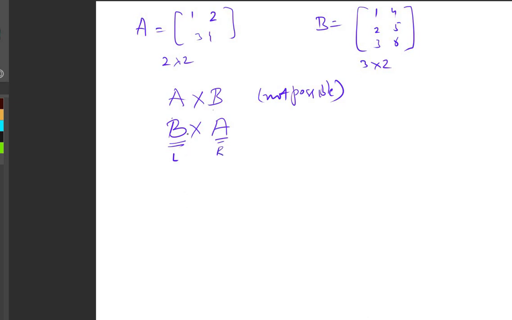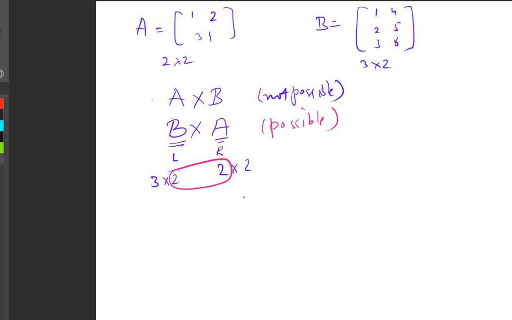Now let's assess the order again. The order of B is 3 cross 2, and the order of A is 2 cross 2. My rule says that the columns of the left matrix should be equal to the rows of the right matrix. Is this satisfying that rule? Yes. So where I said A times B is not possible, B times A is possible, right? So, what do we conclude?